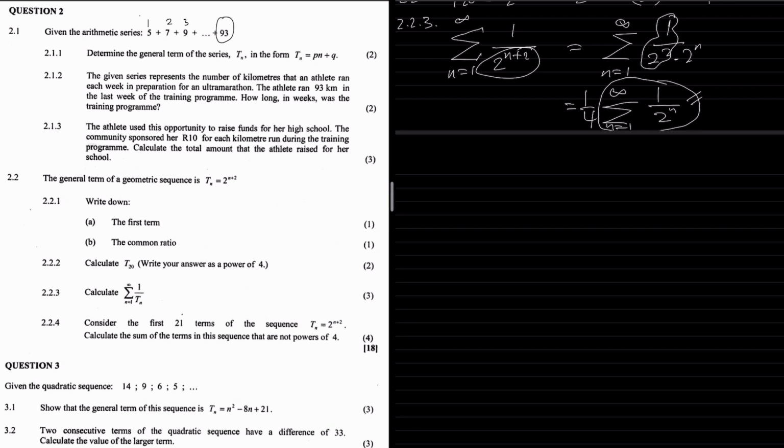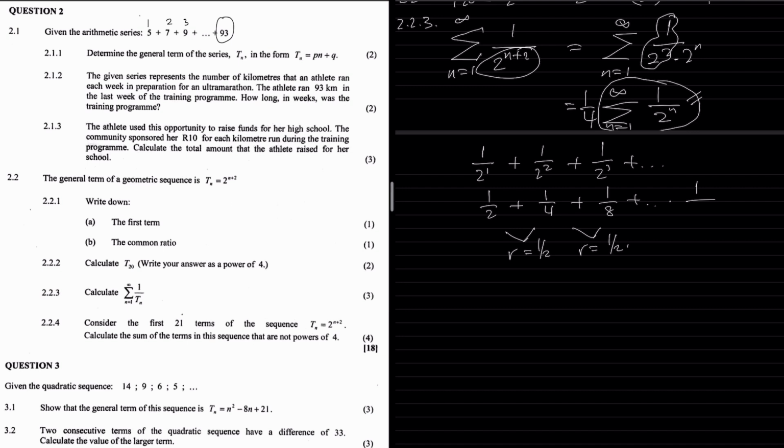So our new series is going to be 1 over 2 to the power 1, so that's 1 over 2. Then plus 1 over 2 to the power 2, which is 1 over 4, plus 1 over 2 to the power 3, which is 1 over 8, and so on, until we go up to infinity. So how do we evaluate this? First thing, let's figure out what the ratio is. The ratio is going to be half, so we're multiplying by half each time.